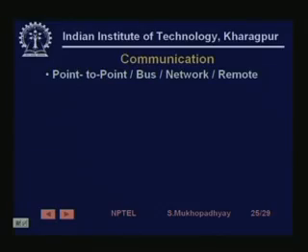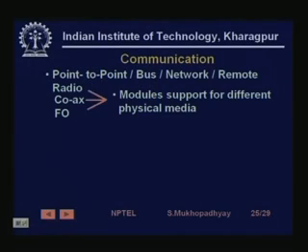Finally, another very important thing is communication. There are various types of communications available, as we have already told. For example, point to point, where you run direct wires from an input or output module to the actual device. There could be bus communication, which is internal to the modules, or you could have network communications, where the network is local or remote. These we have already explained. The communication medium can be various. For example, it can be radio, it can be coaxial channels, it can be fiber optic cables. So different physical media are supported.